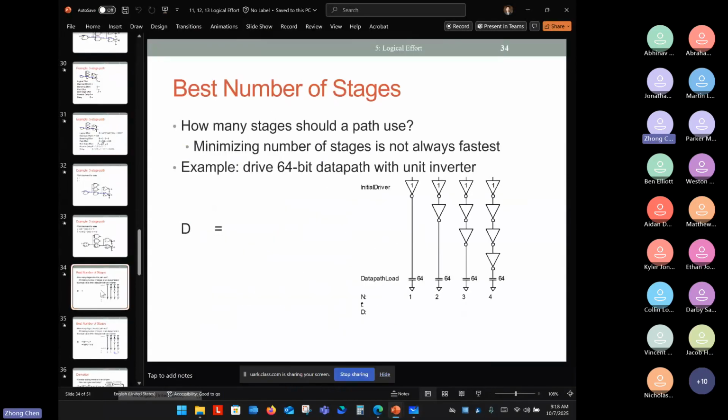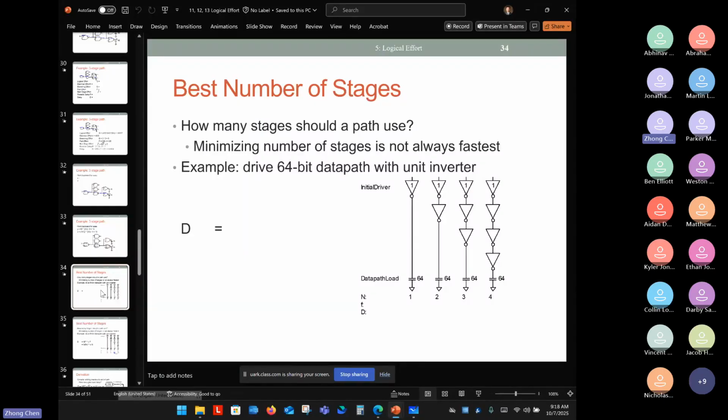All right, the next topic is the best number of stages. Remember the question I raised at the beginning, before we started to talk about logical effort: is a single stage always better than multi-stage? You might want to wonder.